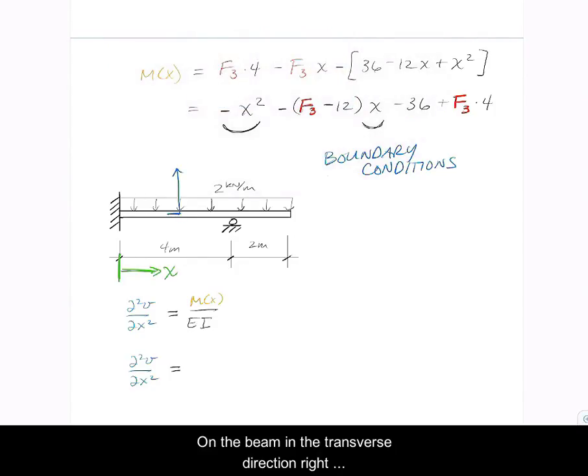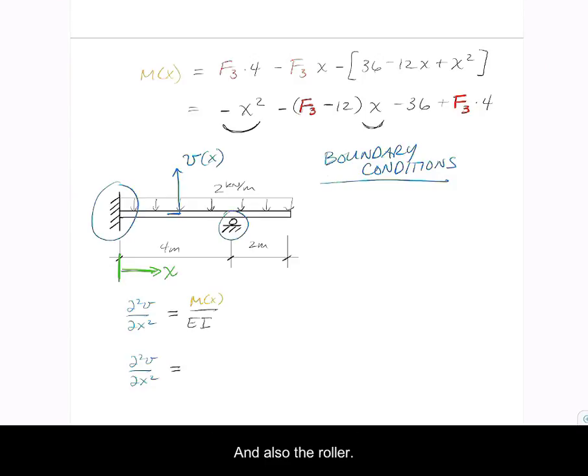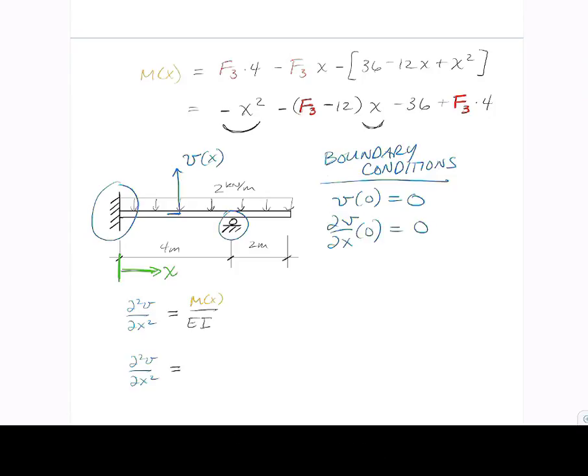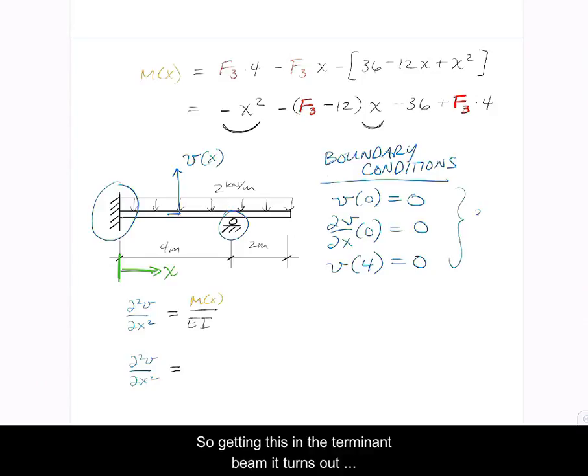On the beam in the transverse direction, right there, that is v of x. So my boundary conditions involve the wall and also the roller. Kinematically, I have known displacements. I've got the transverse deflection at the wall is equal to 0. I also know that the slope, or the first derivative of v with respect to x, is equal to 0. And then I have another boundary condition out at the roller, and I would describe that as v at 4 equals 0. So again, in this indeterminate beam, it turns out that I have 3 boundary conditions.